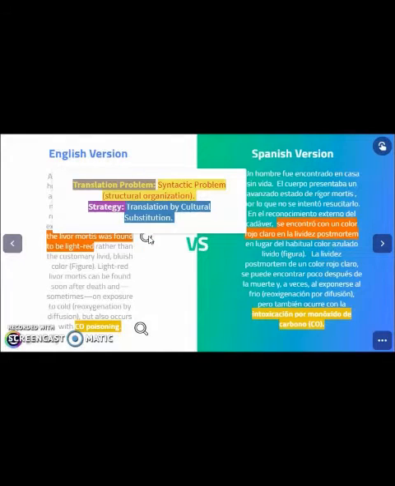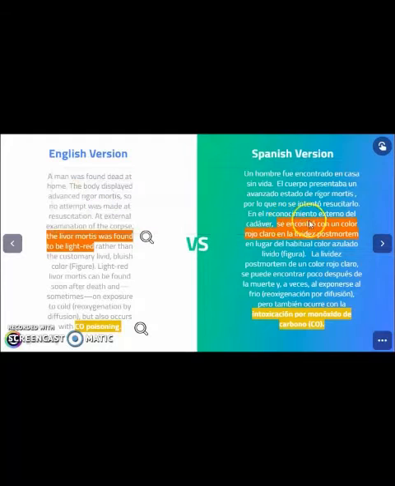So in the Spanish version, we changed the passive voice into active voice, so it's easier, more natural, and also familiar for the target reader to understand.